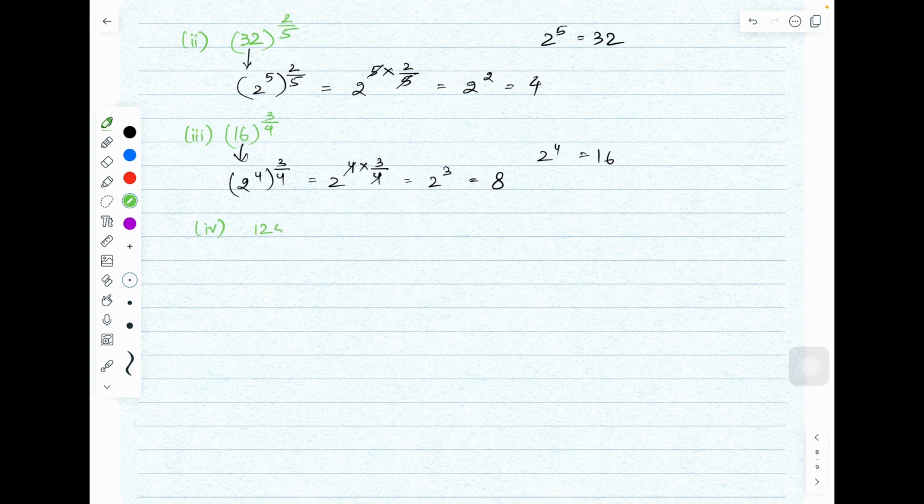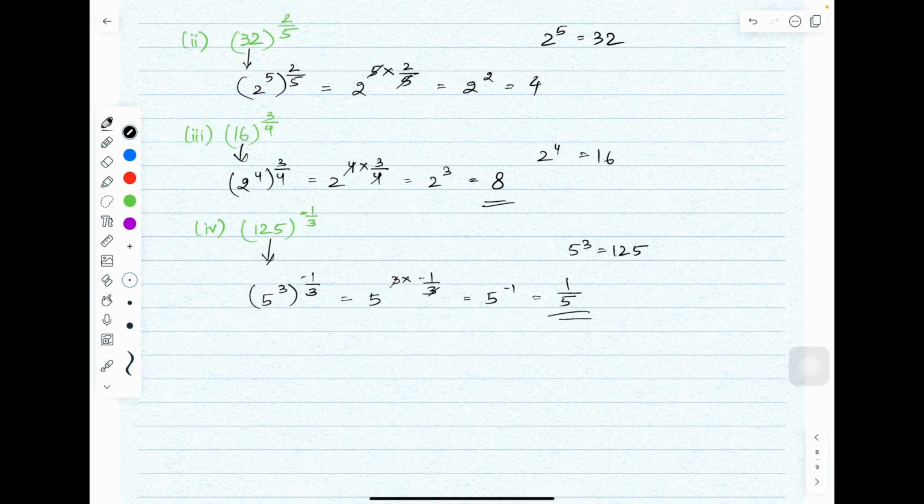The fourth is 125 to the power minus 1 by 3. We know 5 to the power 3 is 125, so we can write it as 5 to the power 3 to the power minus 1 by 3. In this form also we multiply the exponents. The 3 is cancelled, getting 5 to the power minus 1, that is 1 by 5, the answer. Understood? So we are going to the last question. The last question is simplify.